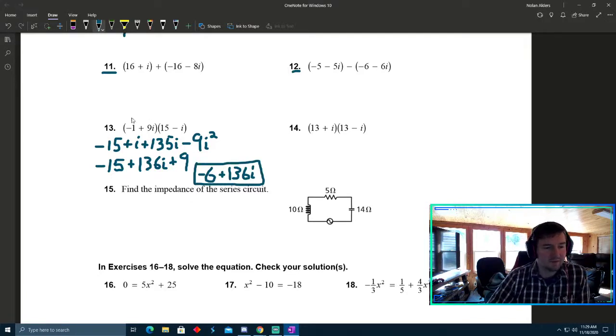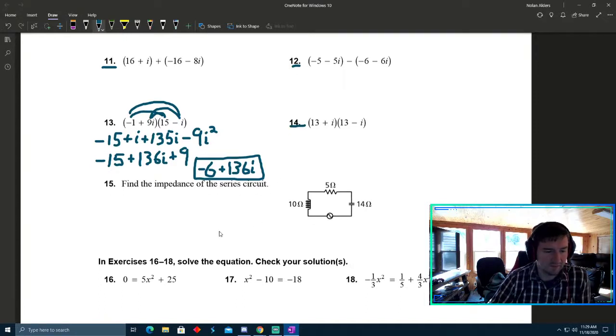So again, kind of just FOIL this. We did the 1 times that, and then times that. And then we did 9i times this, times this, to get that first step. Then we can combine the i's. i squared is negative 1. Negative 1 times negative 9 is positive 9. Then we could add the 9 and the negative 15 together to get negative 6. So try number 14 on your own, see what you get for that.